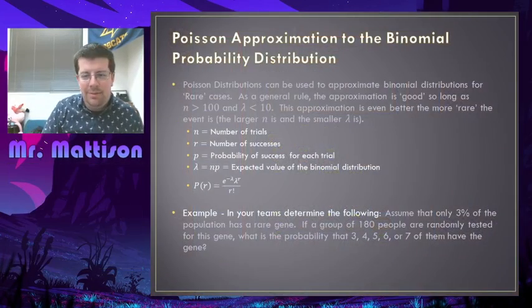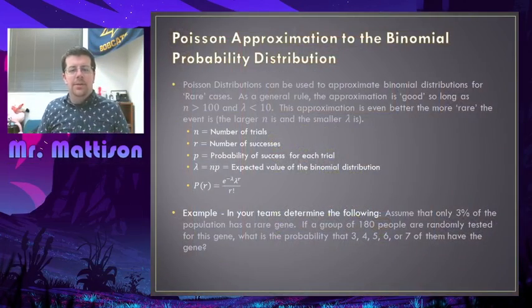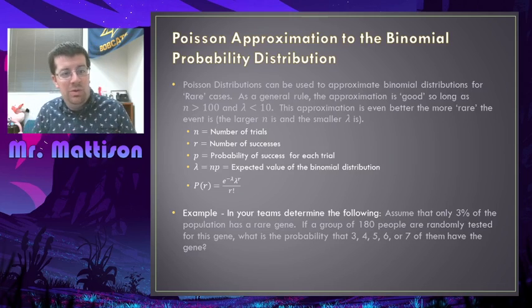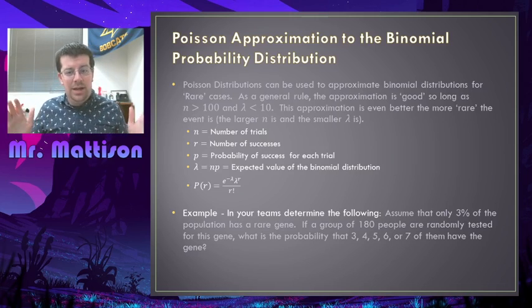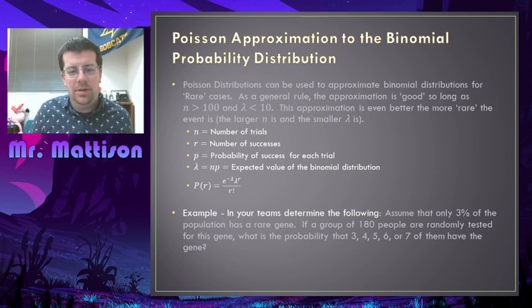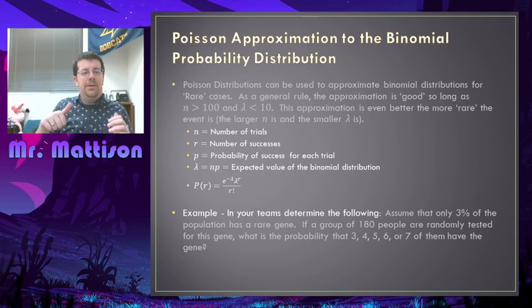So if I hop back over here, let's go ahead and try this out. So what I want you to do, pause, plug in, so we have e raised to the negative 5.4, which was the lambda we found, times 5.4 raised to the 3 over 3 factorial. Then do that same thing for 4, for 5, for 6, and for 7. Let's see what you get.